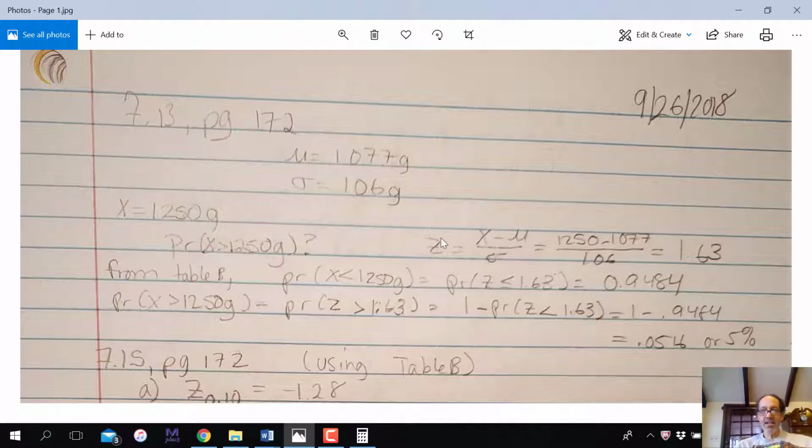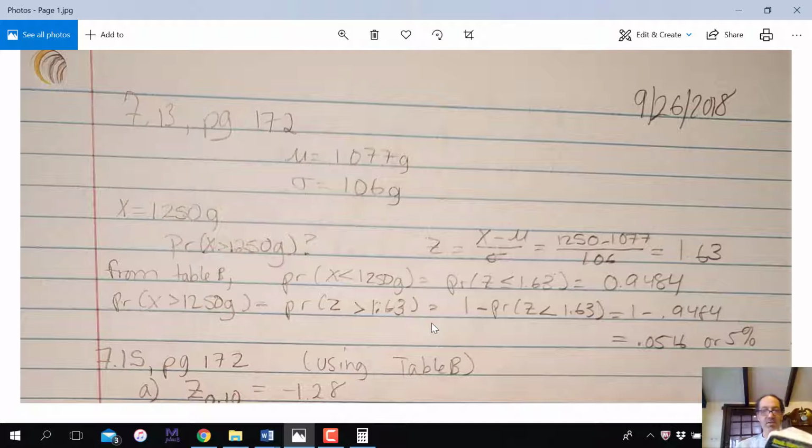So our x value is 1250. So we're going to turn it into a z value, so subtract the mean and divide by the standard deviation, and we get a value of 1.63. So this is our z-score. Just to make this clear, a value of 1250 is 1.63 standard deviations above the mean. So it's getting closer to 2 standard deviations above the mean. So we go back to table B. Table B will give us the probability of a value at or below 1250 grams.